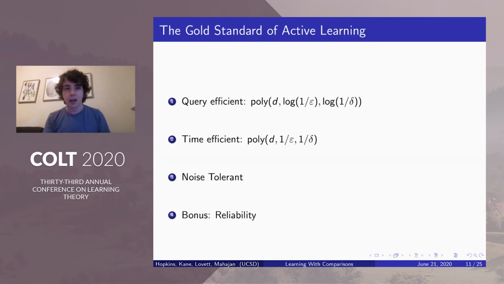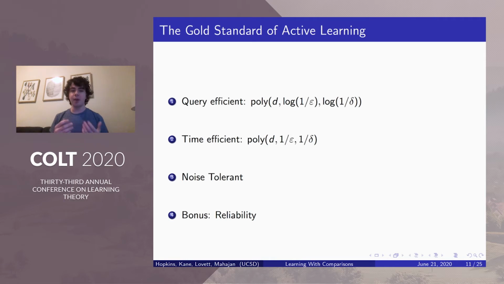Okay, so now that we've covered these learning models and background, let's take a step back and look at what the overarching goal of active learning is. What's the gold standard for an active learning algorithm? Well, we'd like it to satisfy these 4 properties. First, we'd like it to be query efficient, which is regardless of model. We'd like it to take about polylog 1 over epsilon queries.